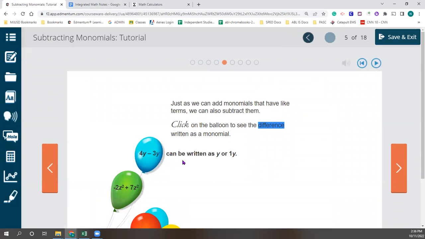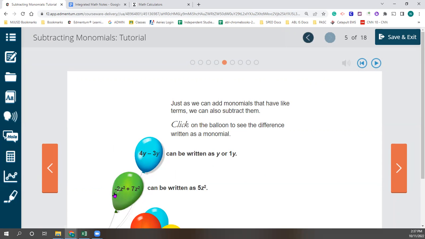4y minus 3y can be written as y or 1y. There is an imaginary 1 there. Like if you have a dog, you don't say, I have 1 dog. You say, I have a dog. It's kind of like that. So when you see no number in front, it's assumed that it's just 1. Why? Because 1 times 1 is 1. So it's redundant to say 1 and 1. 4 minus 3 is 1.